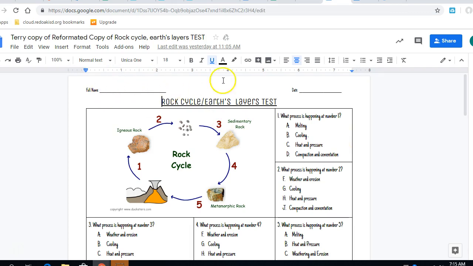And make sure you put your name up at the top here and the date. Okay. Rock cycle and Earth layers test. So you're going to use this diagram for the next few questions. Number 1, what process is happening at number 1 right here? Is it melting, cooling, heat and pressure, or compaction and cementation?